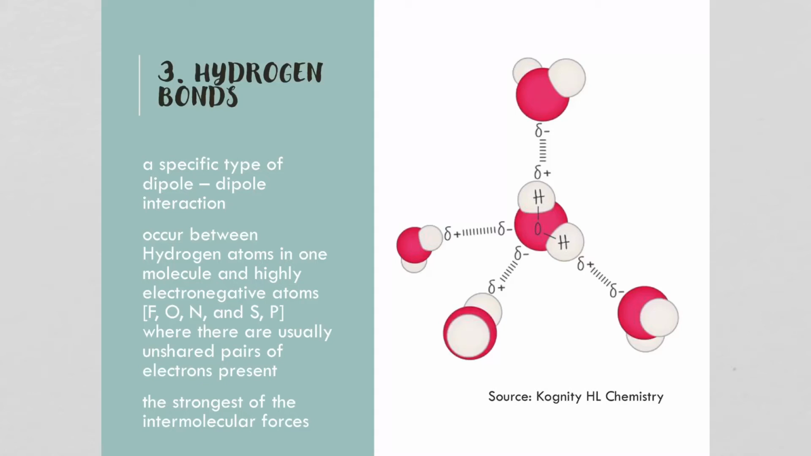We usually demonstrate the intramolecular bonds with a solid line, and then the hydrogen bonds or dipole interactions we represent with a dotted or a hashed line like this.